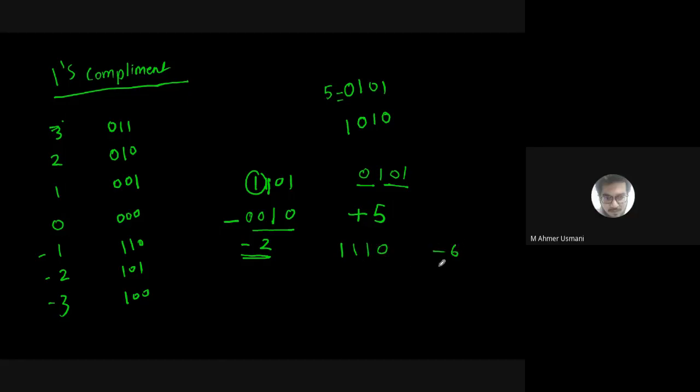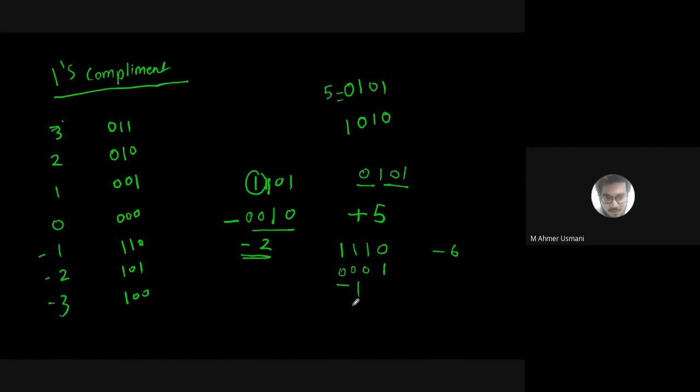Don't tell me it is -6. Negative. It is negative, that is for sure. Since it is negative, that means the number is stored in its ones complement. If you take its ones complement, it is 1, 0, 0, 0. So this is -1. Is it clear? Yes, sir. Okay, so everything is working perfectly fine.